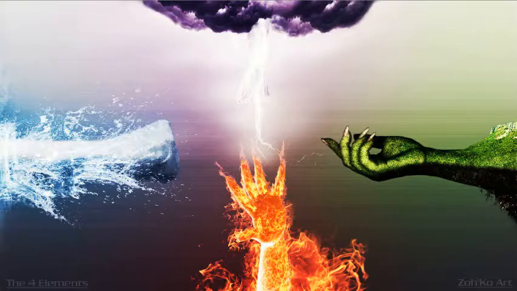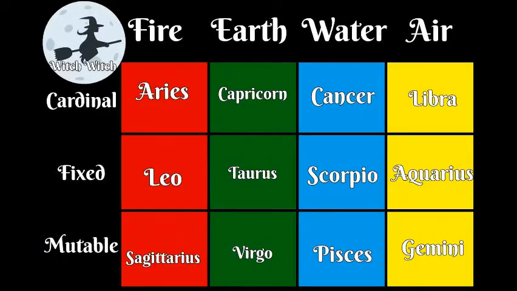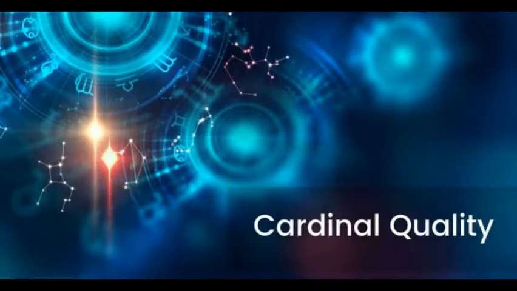Then we have the triplicities. We have cardinal, fixed, and mutable. So cardinal is action people. They like to initiate things. They like to move around a lot. They like to get things off the dead center, and they want movement, results, progress. So if you want to get something started, to hire a cardinal person is a good choice.